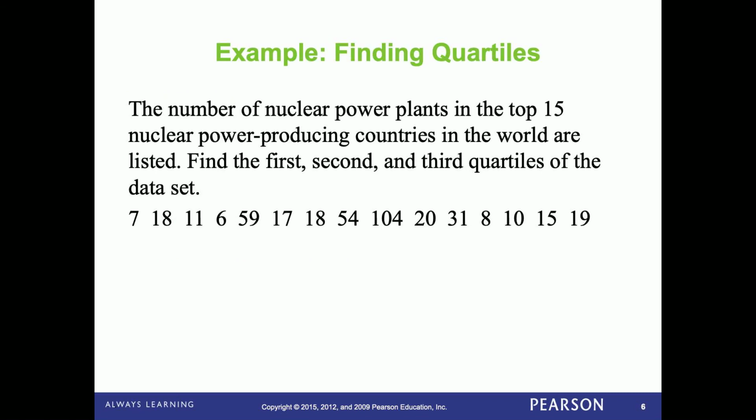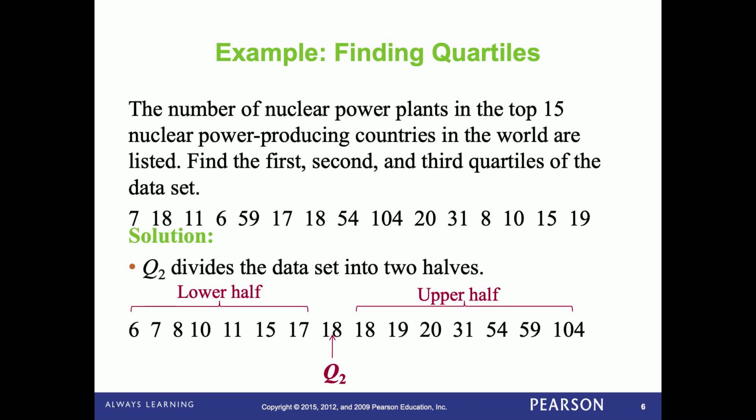Third quartile, Q sub 3, about 3/4 of the data fall on or below quartile 3. So here's an example of finding quartiles. The number of nuclear power plants in the top 15 nuclear power producing countries in the world are listed. Find the first, second, and third quartiles of this data set. So the first thing you need to do is you need to rank order the data.